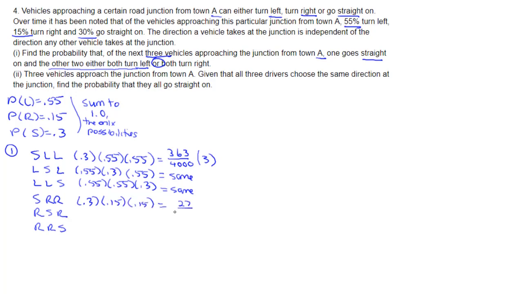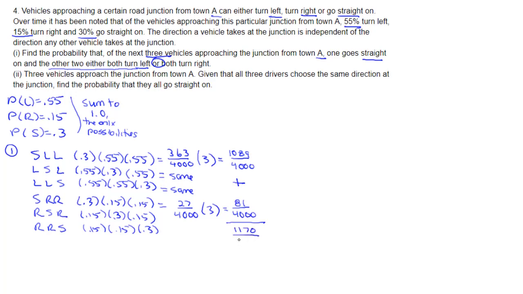Now, you'll notice that when we rearrange the letters, the probabilities all stay the same, because going right isn't different for any of the cases. So we can just multiply these by 3. And then we've got to add them together to get the total probability. We're going to find out that the total probability for going straight and left, left, or right, right is 117 over 400, or 0.293.